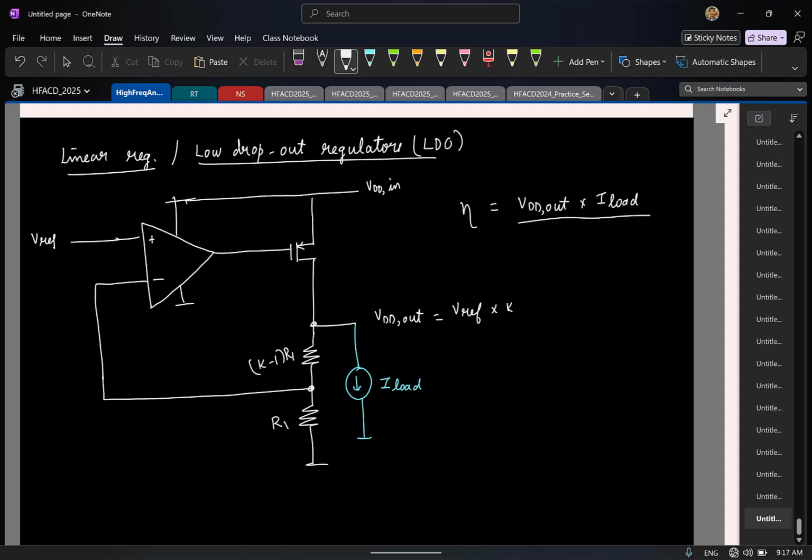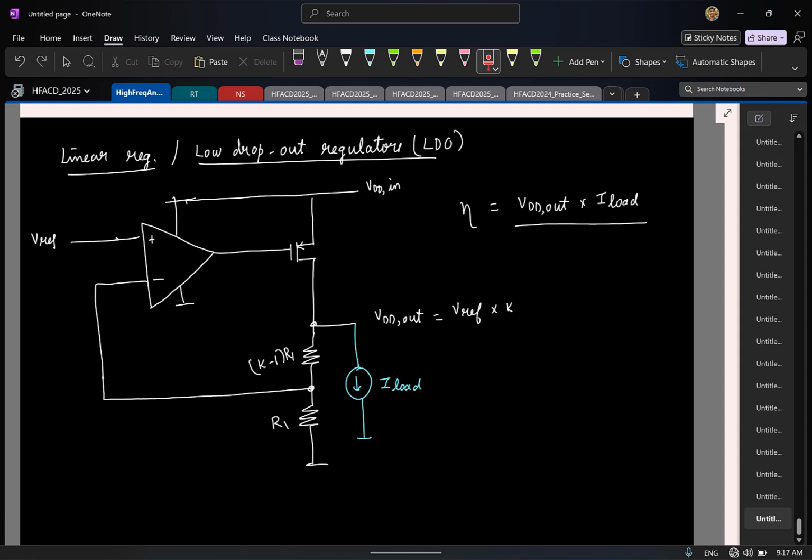Now if I find the power that I am drawing from in the entire circuit, I am drawing current from the supply VDD in. That current comprises the current in this PMOS transistor and the current in the op amp. Now the current in the PMOS transistor is this current plus the load current.